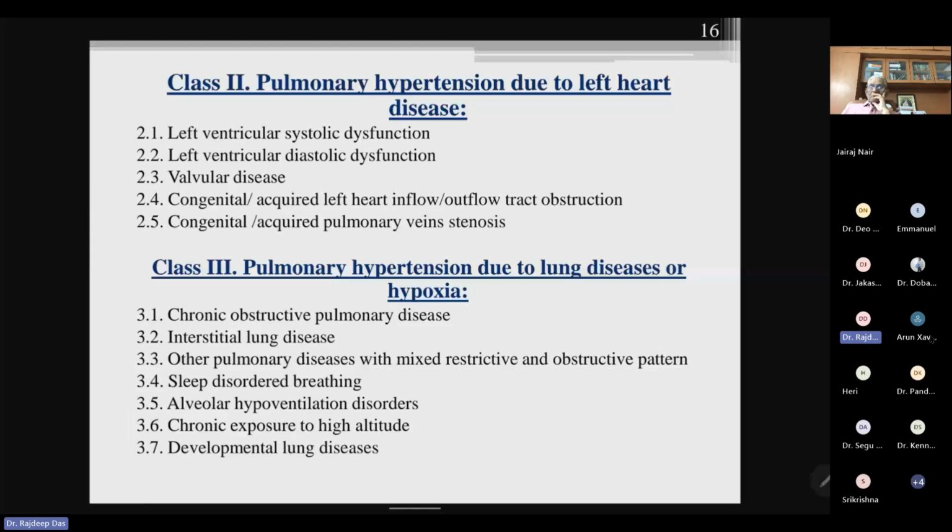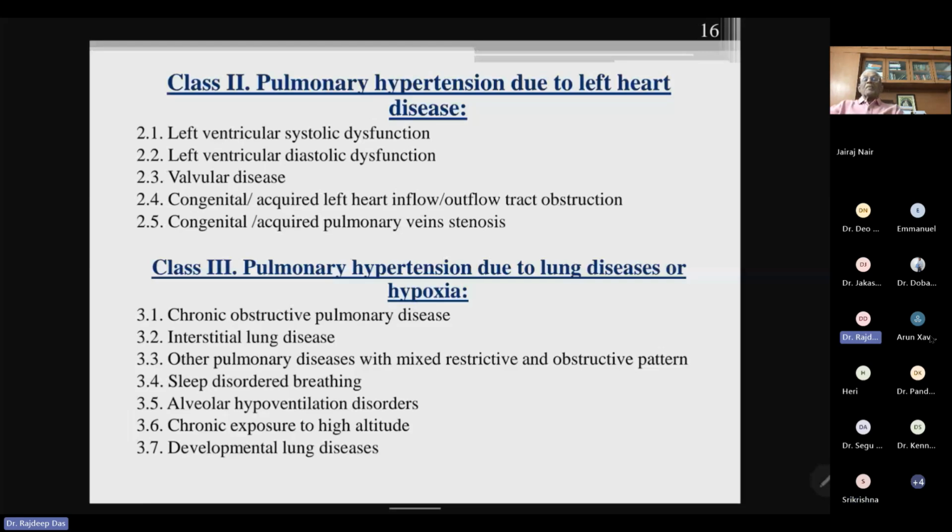It is associated with COPD, interstitial lung disease, other pulmonary diseases with mixed restrictive and obstructive pattern, sleep disordered breathing, alveolar hypoventilation disorder, chronic exposure to high altitude, and developmental lung disease.